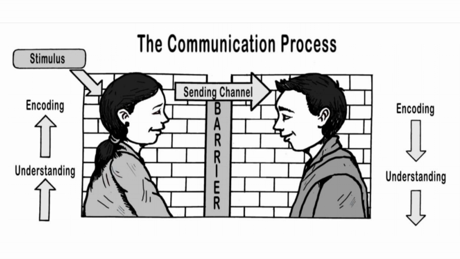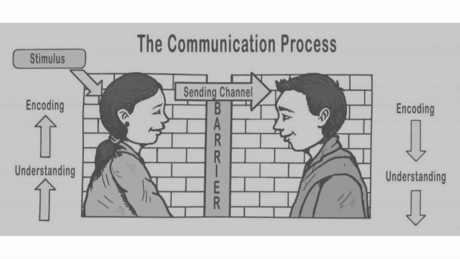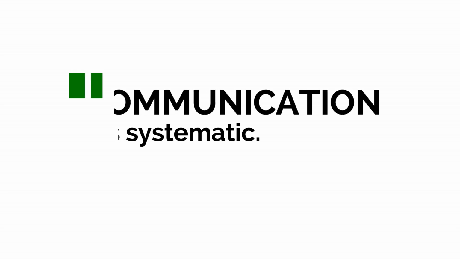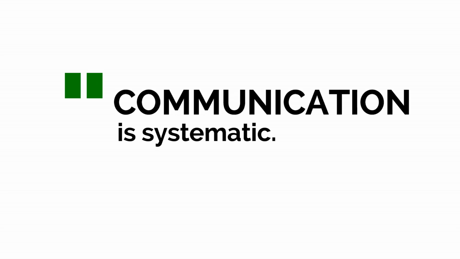Barriers to communication sometimes block the transmission of the message, thereby creating misunderstanding. Through this process, we are able to understand that communication is systematic. By understanding the communication process, we can avoid misunderstanding and miscommunication. Now let's proceed to the functions of communication.